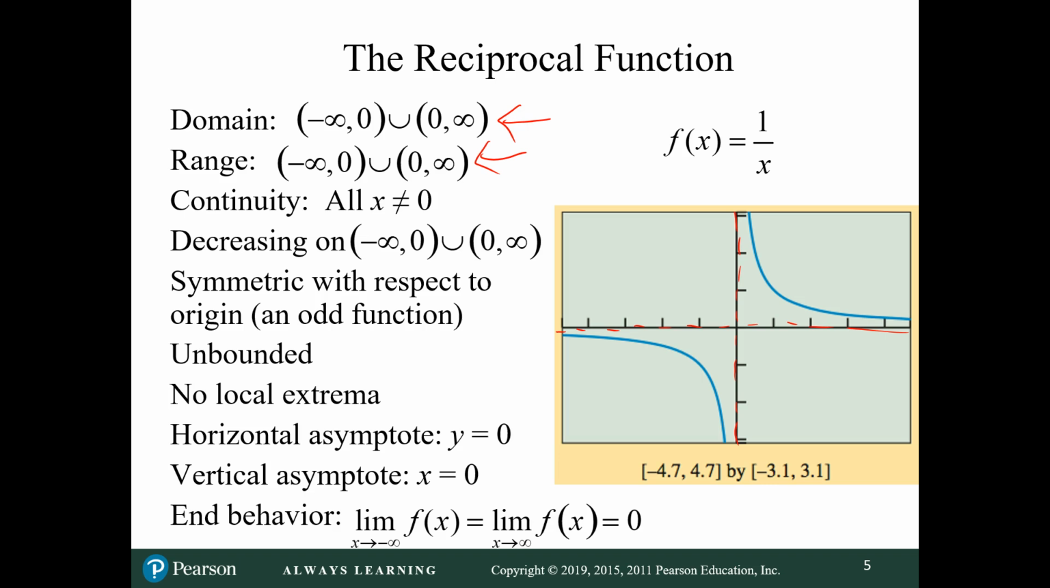It is an odd function. Why is it an odd function? Well, if you flip it over the y-axis and then the x-axis, it maps onto itself. So if it does that, it's an odd function. So it has a horizontal asymptote, vertical asymptote, and so on.